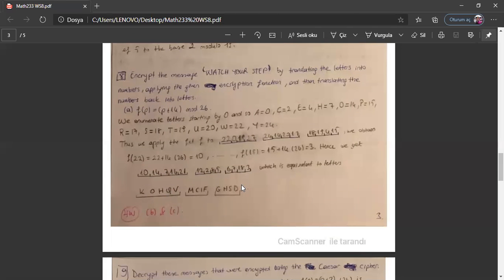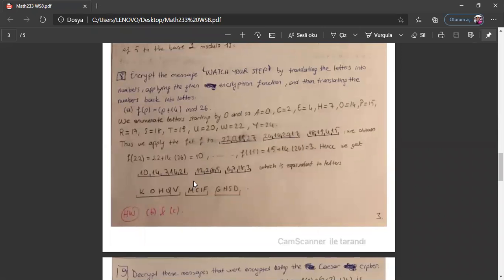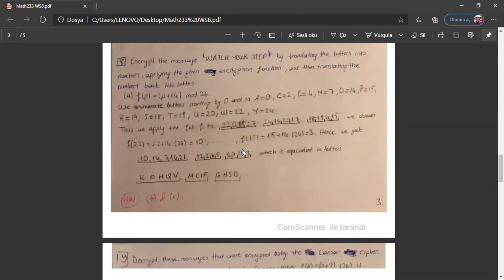So when you send this message, the one who gets this message will apply the inverse of this function, and get this message again. So we encrypt this message, and the person who gets this needs to decrypt it to obtain the message that you sent.